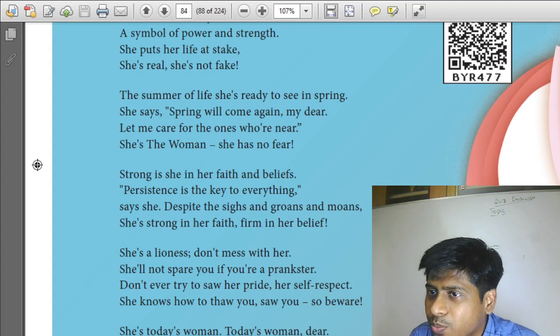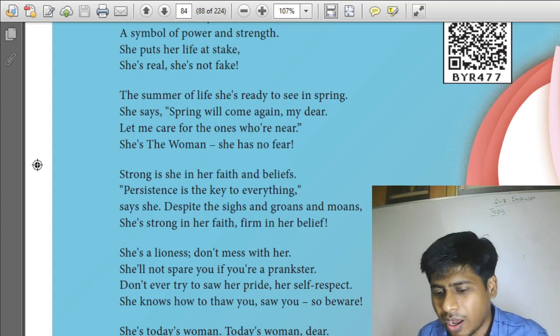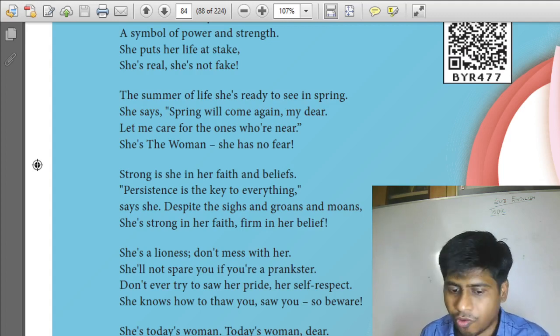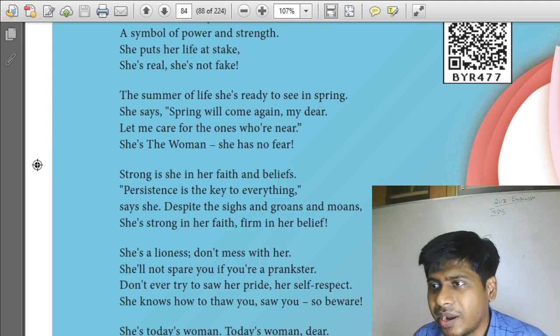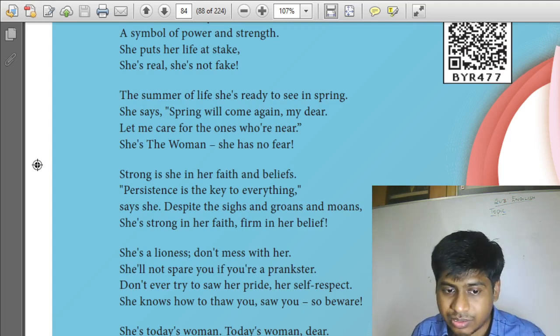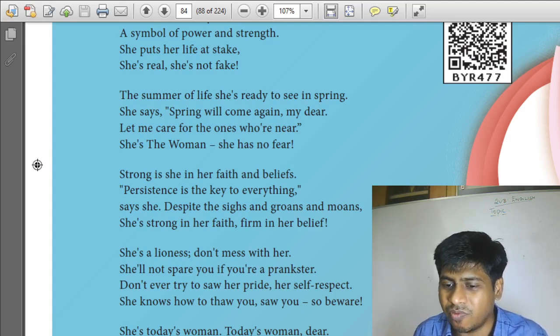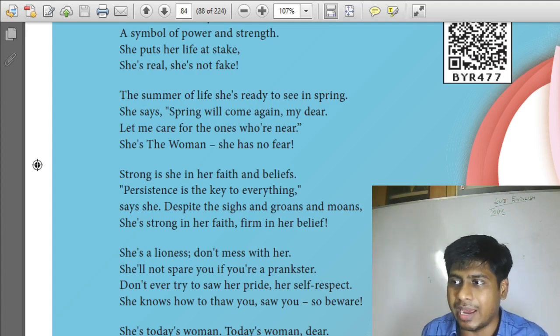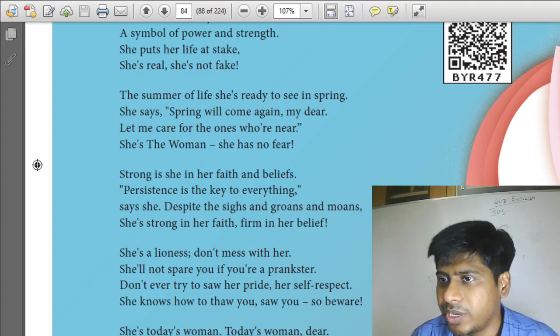Despite the sighs and groans and moans, she is strong in her faith, firm in her belief. There are many times she needs to sigh and groan and moan, she needs to cry. Usually, if your mom is working a lot, after completing all the tasks at night, she'll be sad. There is a sigh, and that will be groaning. She may be crying. Her cry may be unheard by others. Others can't listen to her, but deep inside she will be crying, she'll be moaning. There may be some kind of sadness in her life. Despite that, she is very strong in her faith, and she is firm in her belief.